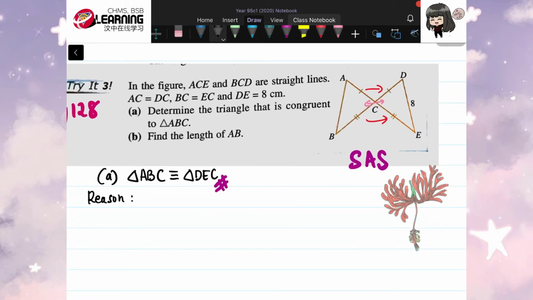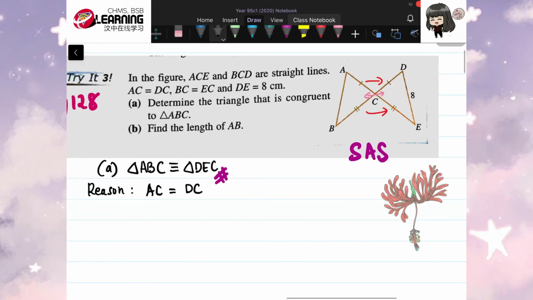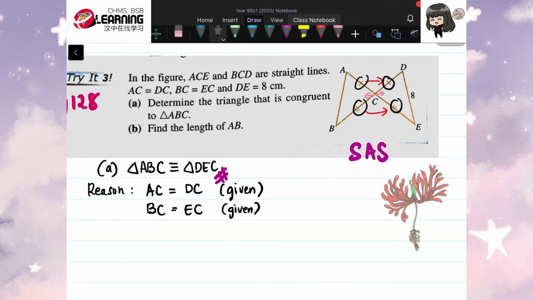So when I want you to write down the reason, you have to write it this way: side, angle, side. The first side is AC equals DC. You can just follow here, AC, DC. Why are they the same? Because it's given. The second one is BC equals EC, also given, because they're marked here with one bar and double bar, so they're the same. This is your second side.